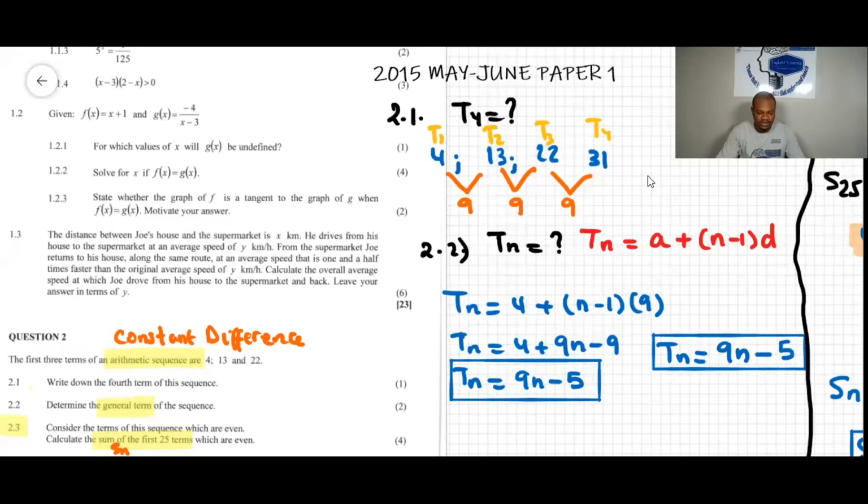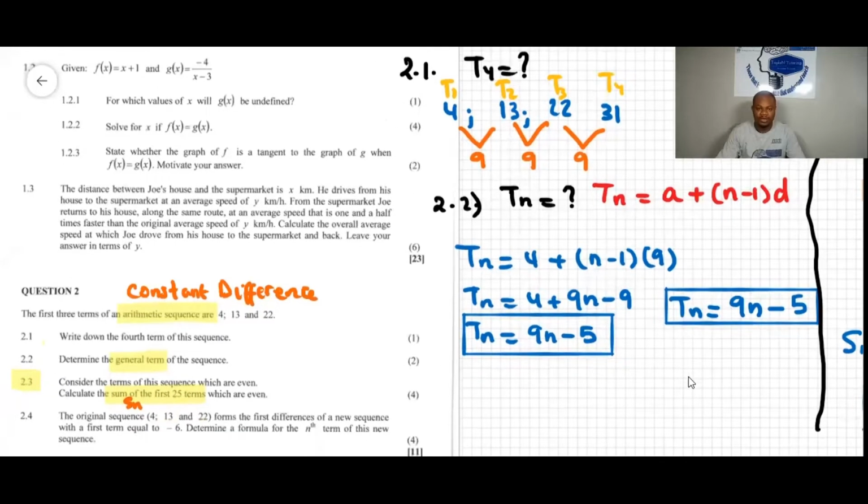Well, we have a question here that says the first three terms of an arithmetic sequence are 4, 13, and 22. We did questions 2.1, 2.2, 2.3 in the previous video, and now we're going to do question 2.4, where the question says the original sequence 4, 13, and 22 forms the first difference of a new sequence with first term equal to -6.